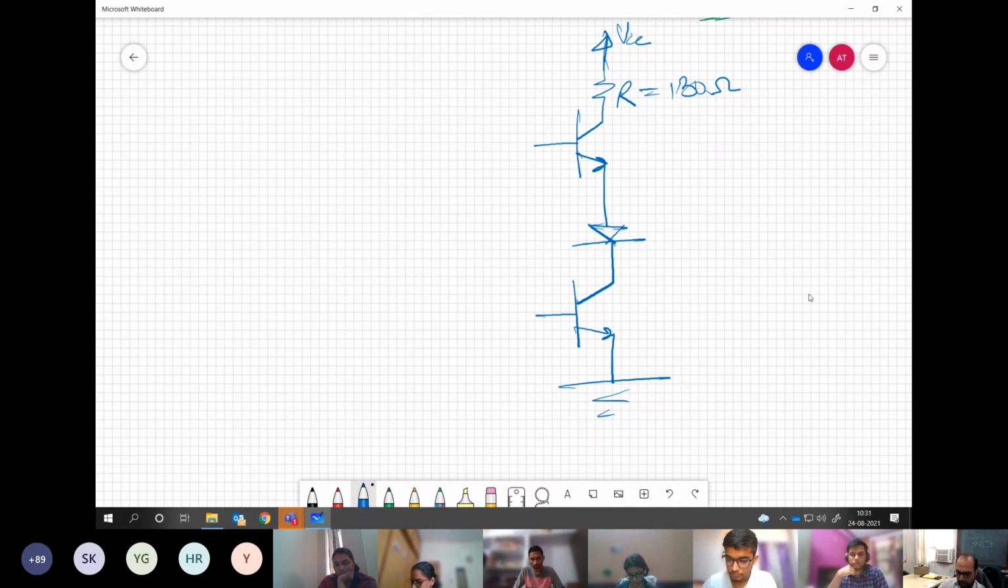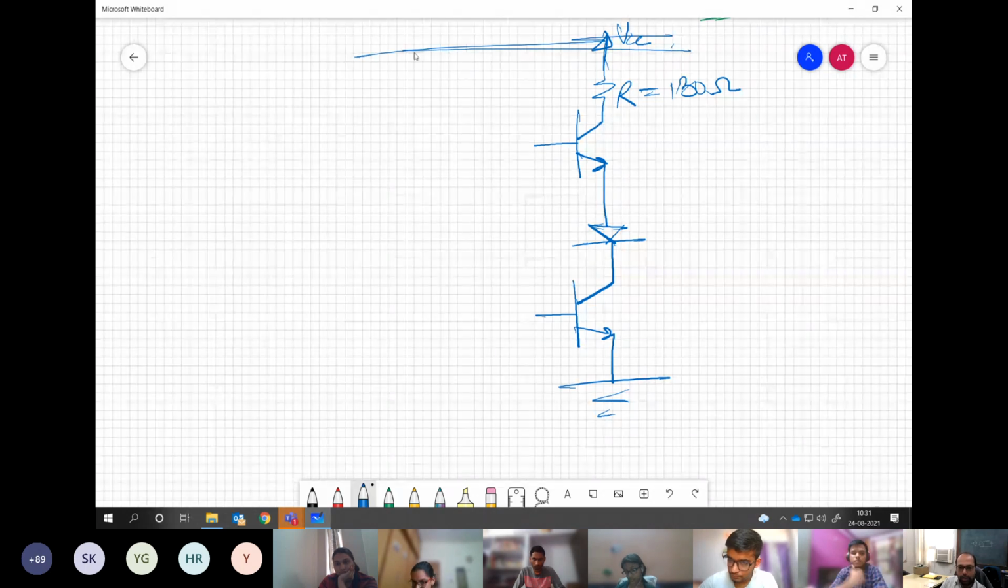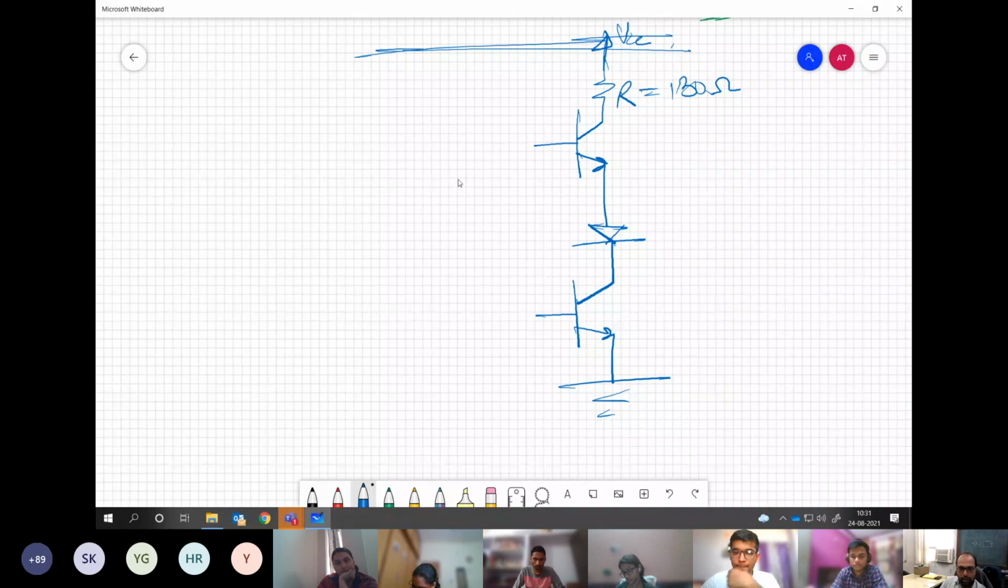So again, after a lot of thinking and research, they have come up with a very simple structure which you can draw like this.